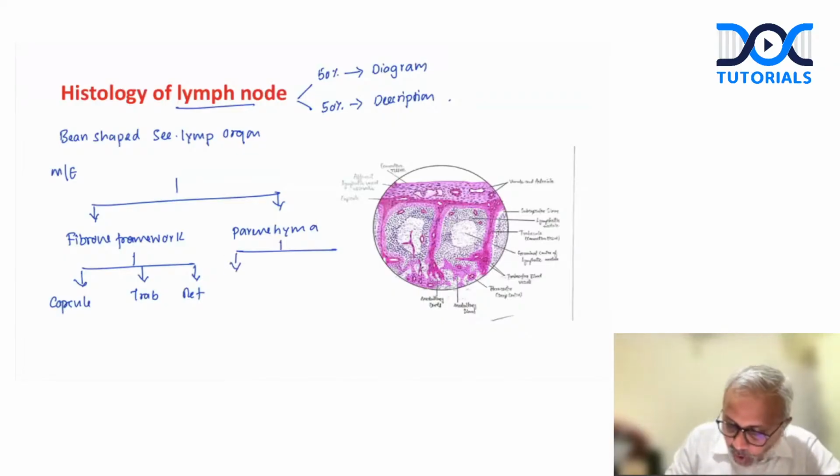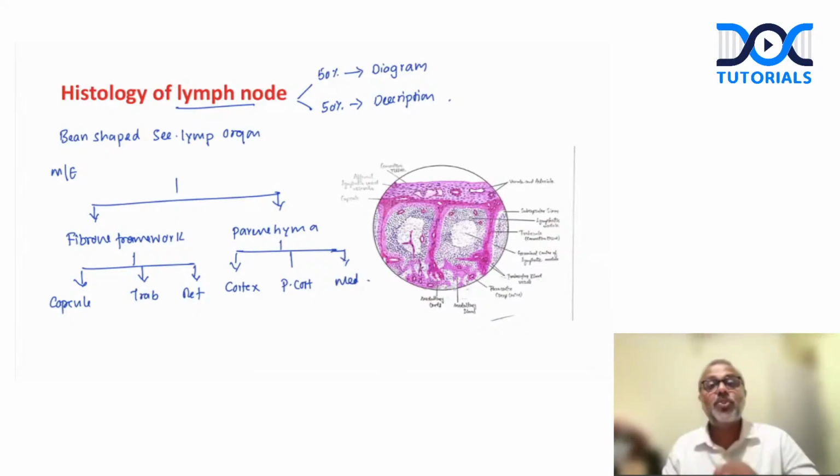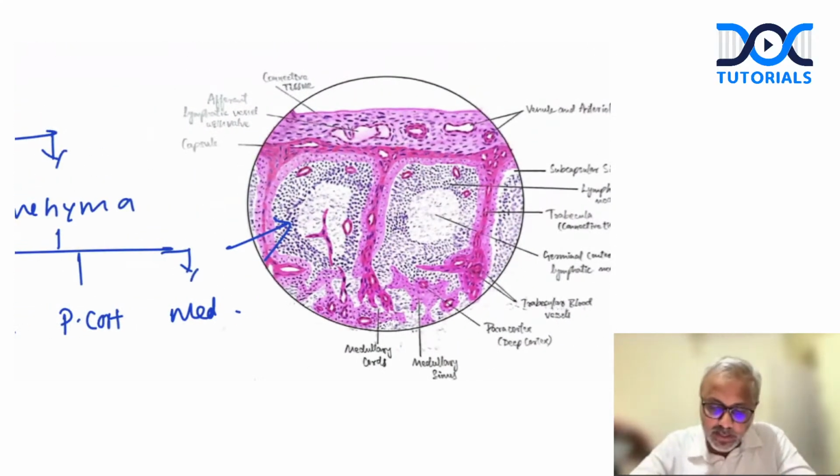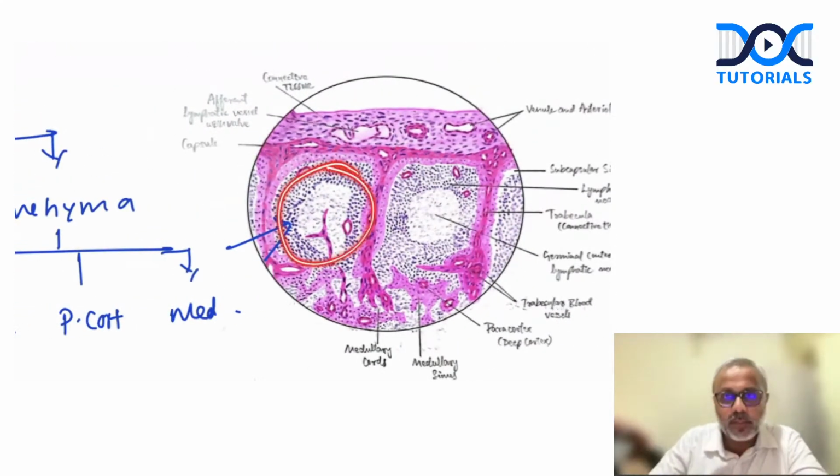parenchyma, what we will do is we will describe it in terms of cortex, paracortex, and then medulla. So what is the structure of the cortex? What is the morphology of the cortex? In the cortex, we have lymphatic nodules, right? So let's expand this. This is a lymphatic nodule, right?